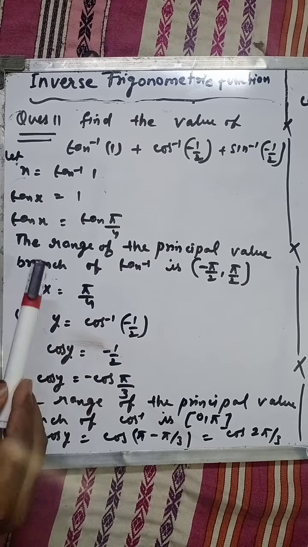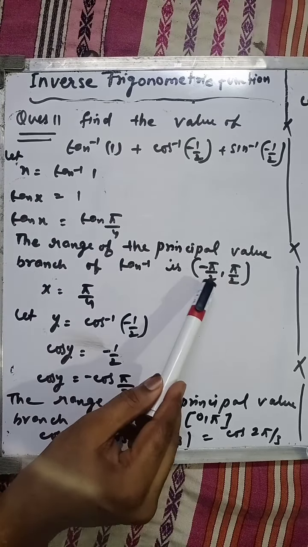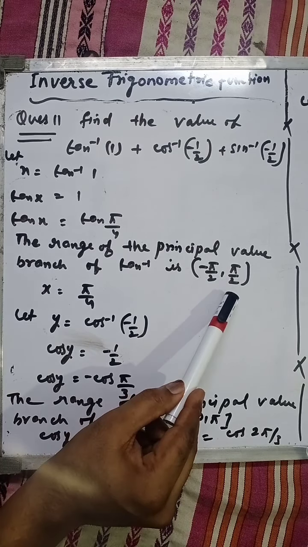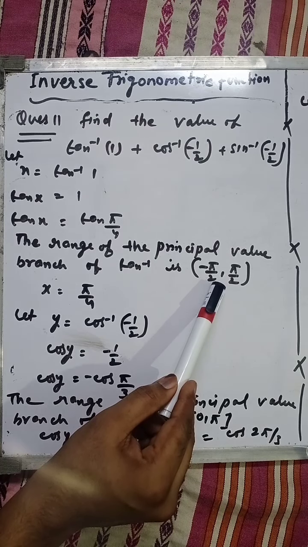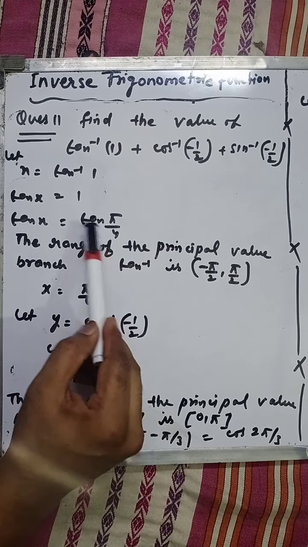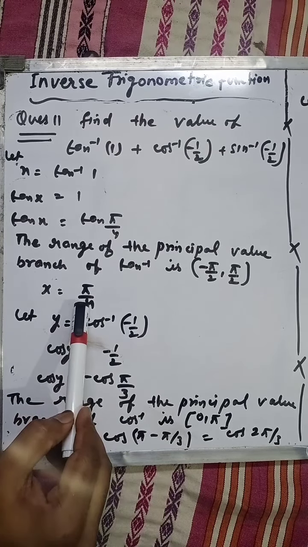Because tan pi by 4 is equal to 1. After this step, we check the range where this function is defined. The range is written here, minus pi by 2 to pi by 2. So pi by 4 is lying in this range, so no need to change. On comparing these angles, your x will be pi by 4. So this is the value of x.